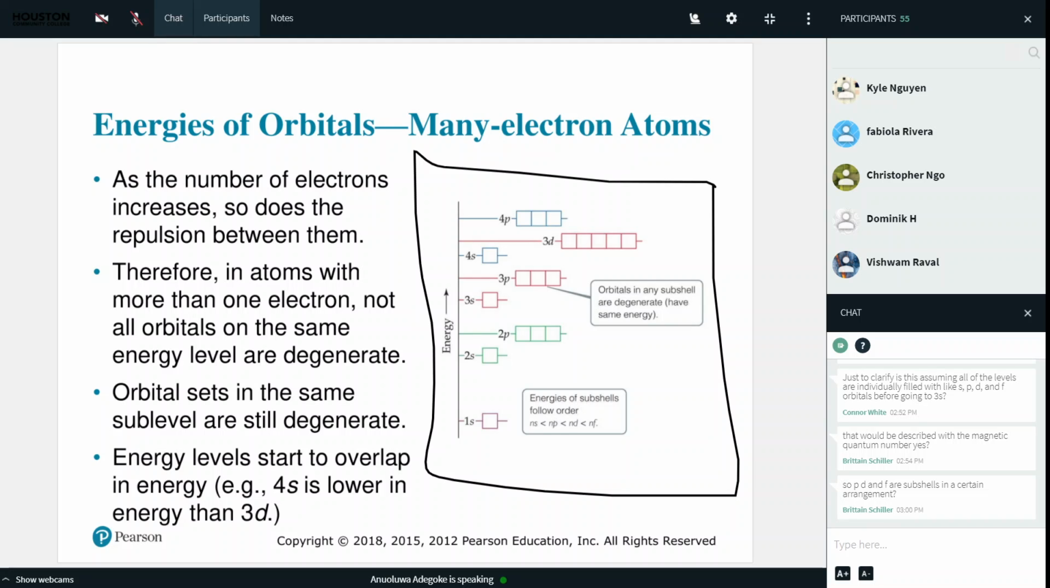So now 1s, 2s, 2p, 3s. p, d, and f are subshells in a certain arrangement, yes. Basically, we have 1s as the lowest energy level, followed by 2s, 2p, 3s, 3p, 4s, 3d, 4p.